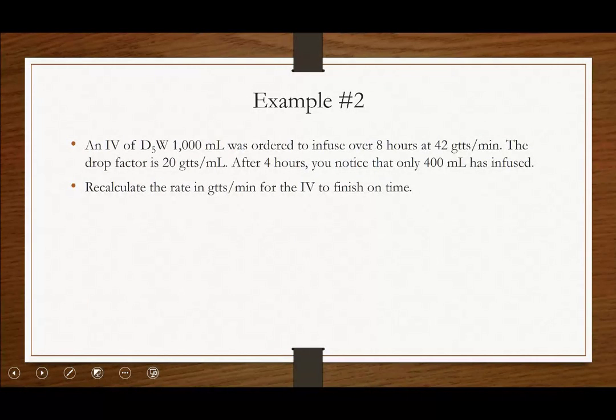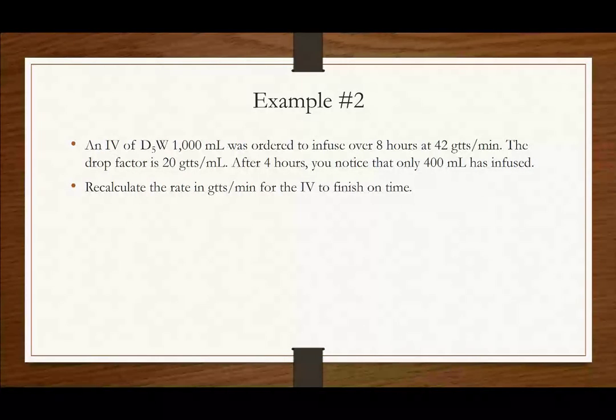Example number 2. An IV of D5W 1000 milliliters was ordered to infuse over 8 hours at a drop rate of 42 per minute. The drop factor is 20 drops per milliliter. After 4 hours, you notice that only 400 milliliters has infused. So we're asked to recalculate the rate in drops per minute such that we finish on time.